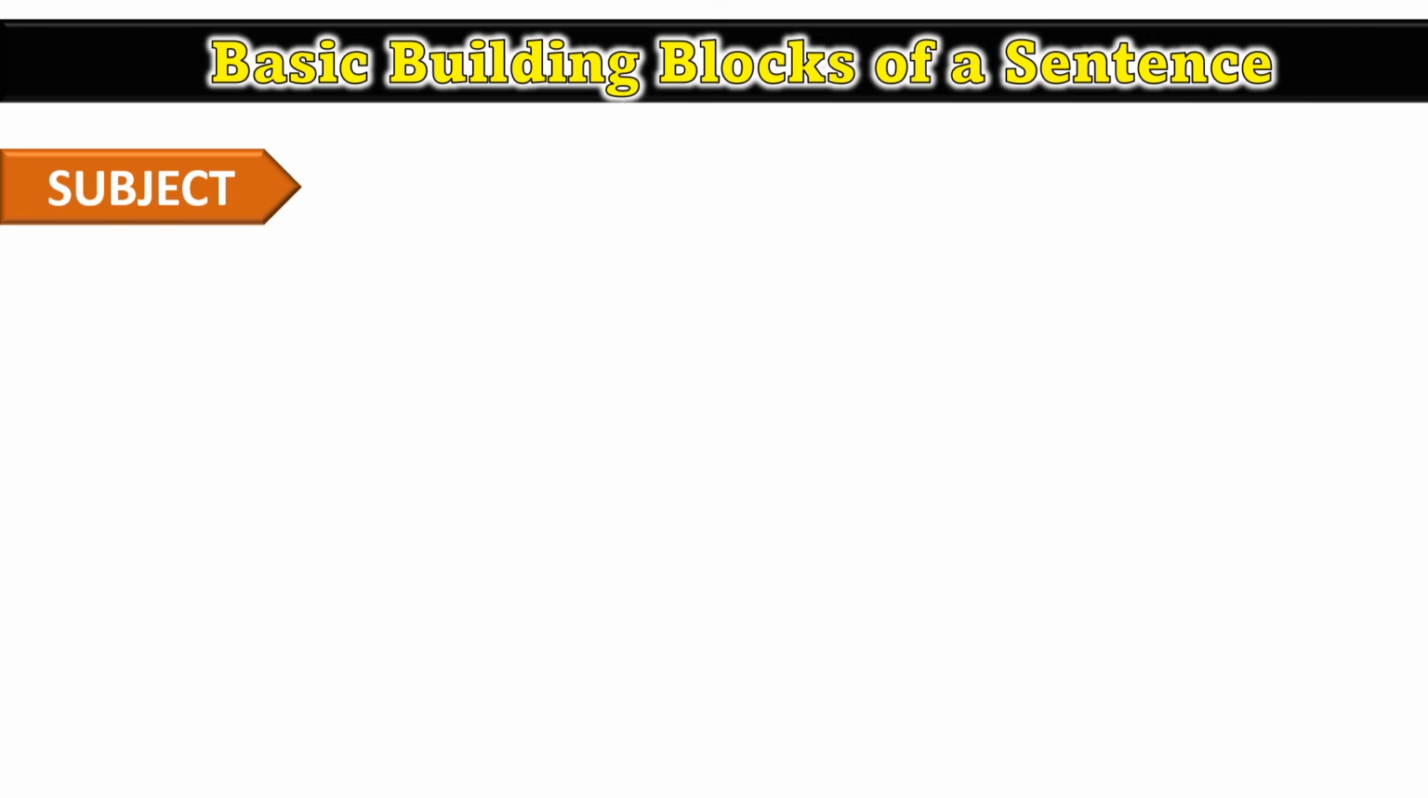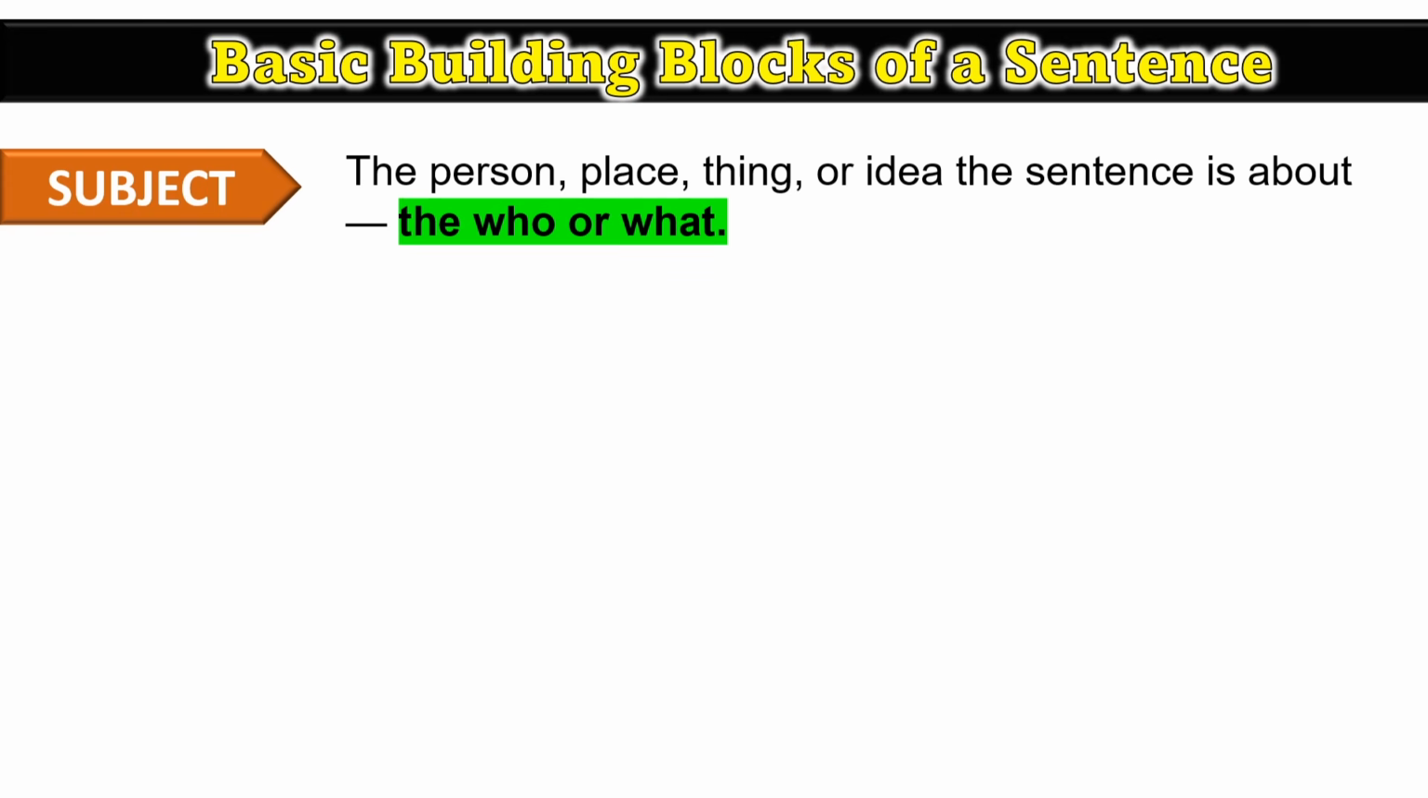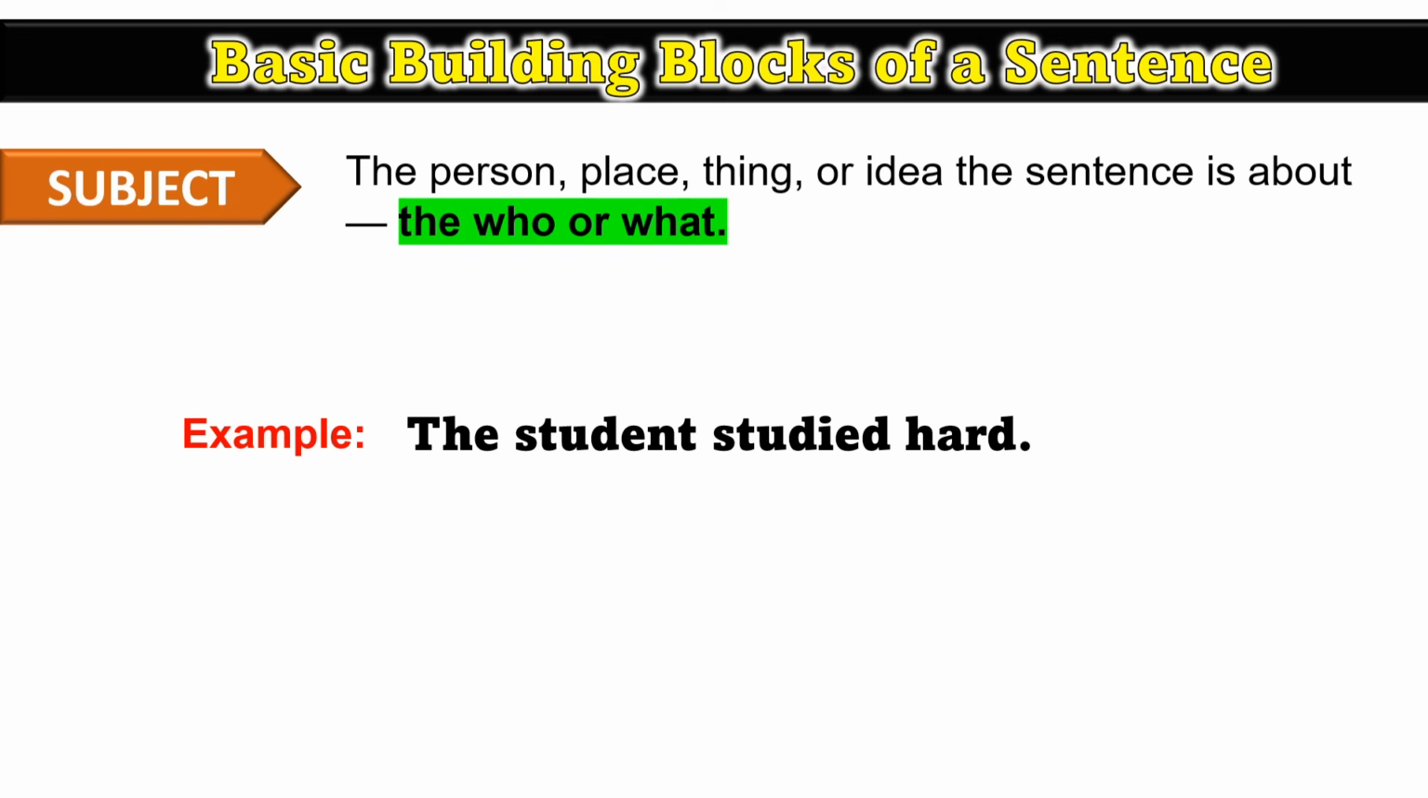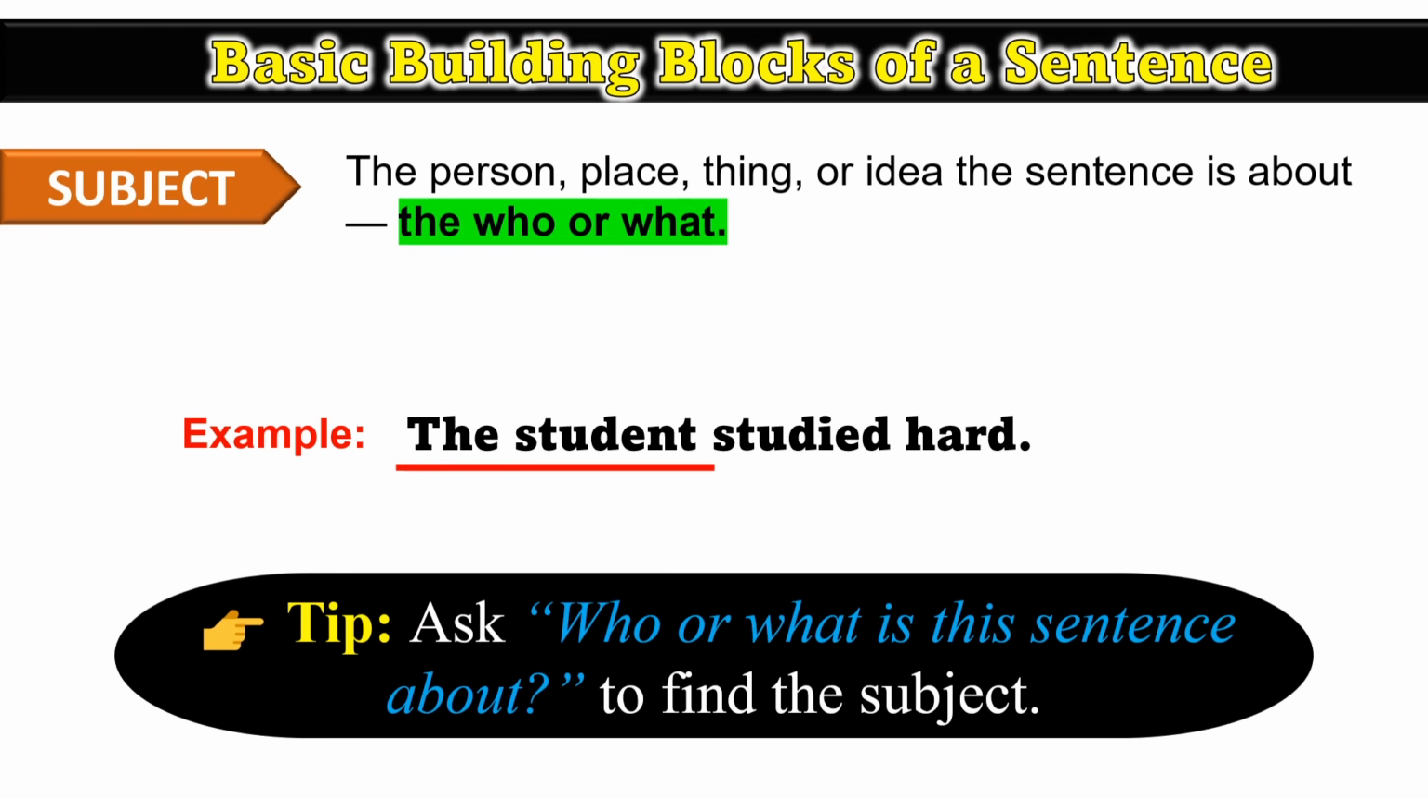Let us first learn what subject is. Subject is the person, place, thing, or idea the sentence is about. It is the who or what. For example, the student studied hard. Here, the subject is the student. Tip: you have to ask who or what is this sentence about to find the subject.